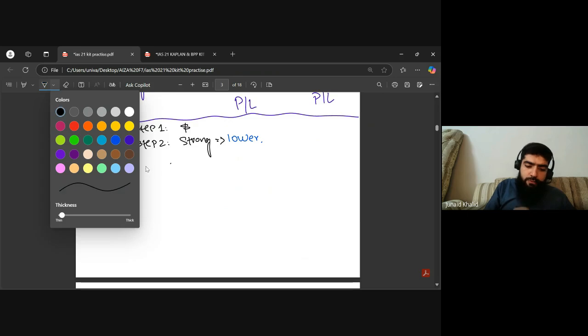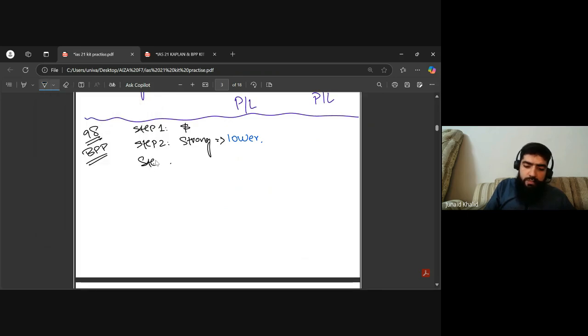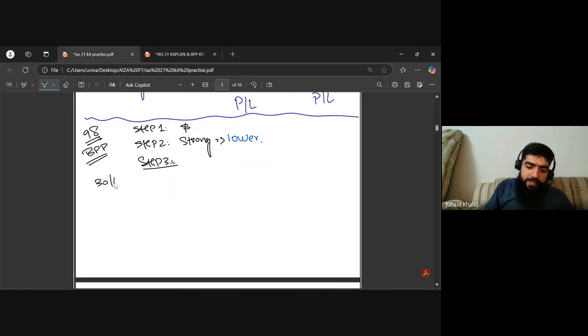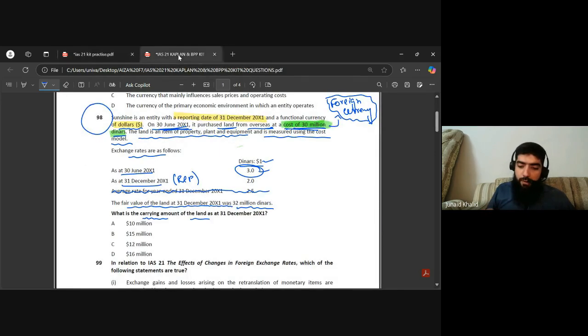Step three. Now we are going to translate it. First of all, let's translate on the transaction date. It's 30th of June 2001. We'll make an accounting entry for this one as well. On 30th June 2001, we bought a land for 30 million dinar, right? Yes.